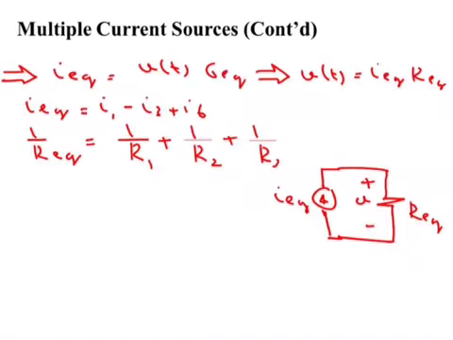And what is the equivalent resistance? It is simply the parallel combination of all the resistances, and is given by this expression: 1 over R equivalent equals 1 over R1 plus 1 over R2, 1 over R3, and so on. So this is how the equivalent circuit looks. I use this equivalent circuit mainly to calculate the voltage V. But you should understand that from the point of view of the source, this circuit is the same as the circuit that had three resistances. So these three resistances were replaced by this one equivalent resistance.